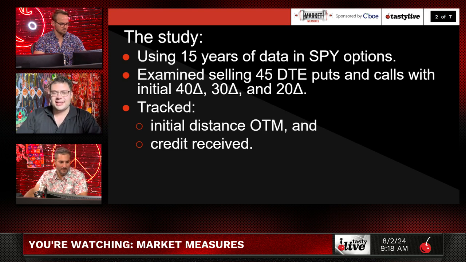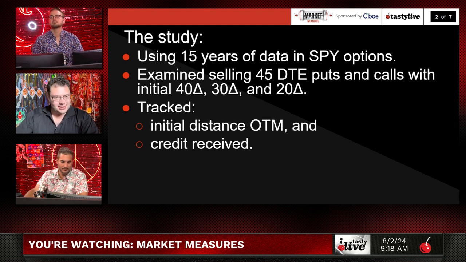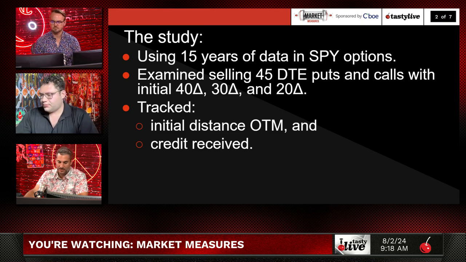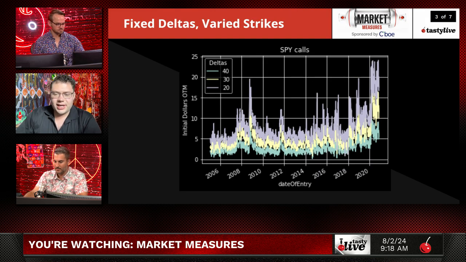We're going to look at the initial distance out of the money and the credit received, and see if there is anything we can take away for our personal trading, and understand some basic differences and trends that come with lowering the delta and what happens to the initial credit. So sounds good? Sounds great. This is looking at the calls, and this is a graph over time.